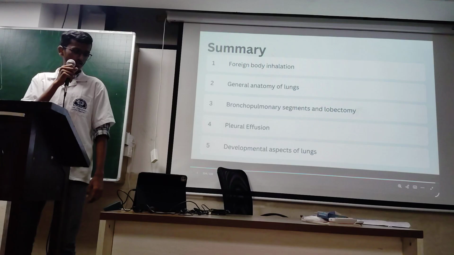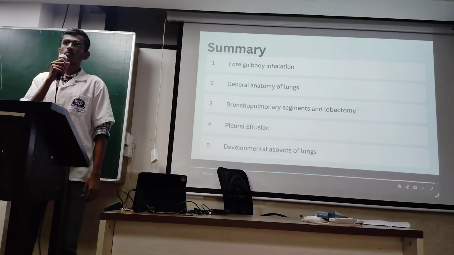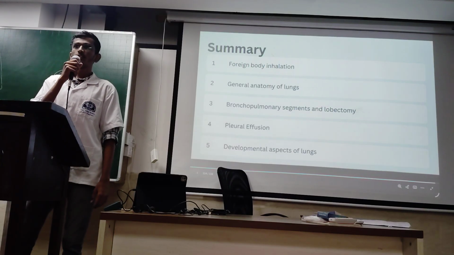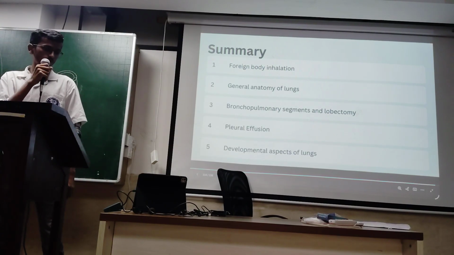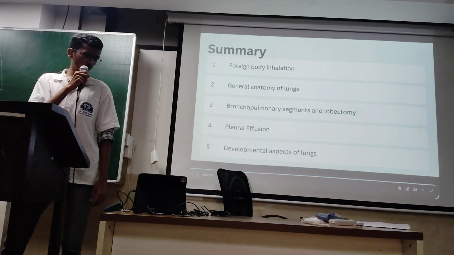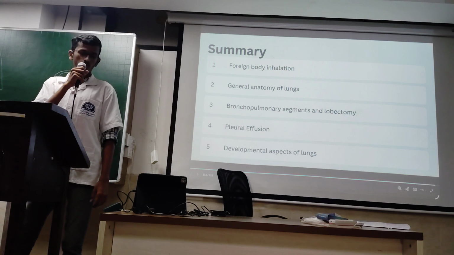Third one is the bronchopulmonary segments and lobectomy. There are 10 bronchopulmonary segments in the right lung, while the left lung has 8 to 10 bronchopulmonary segments. Lobectomy is a surgical procedure to remove one lobe of the lung in case of tumor.